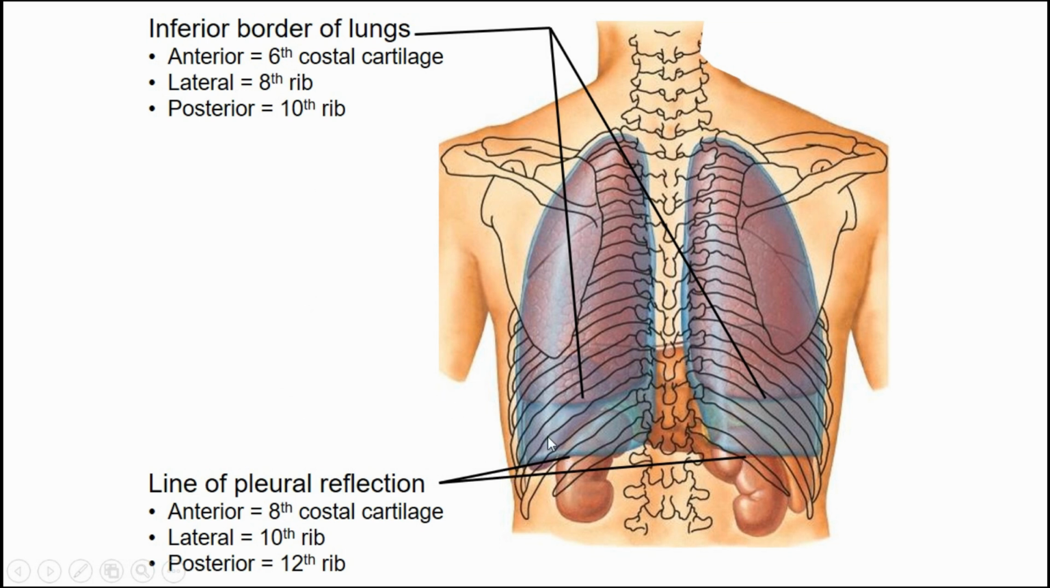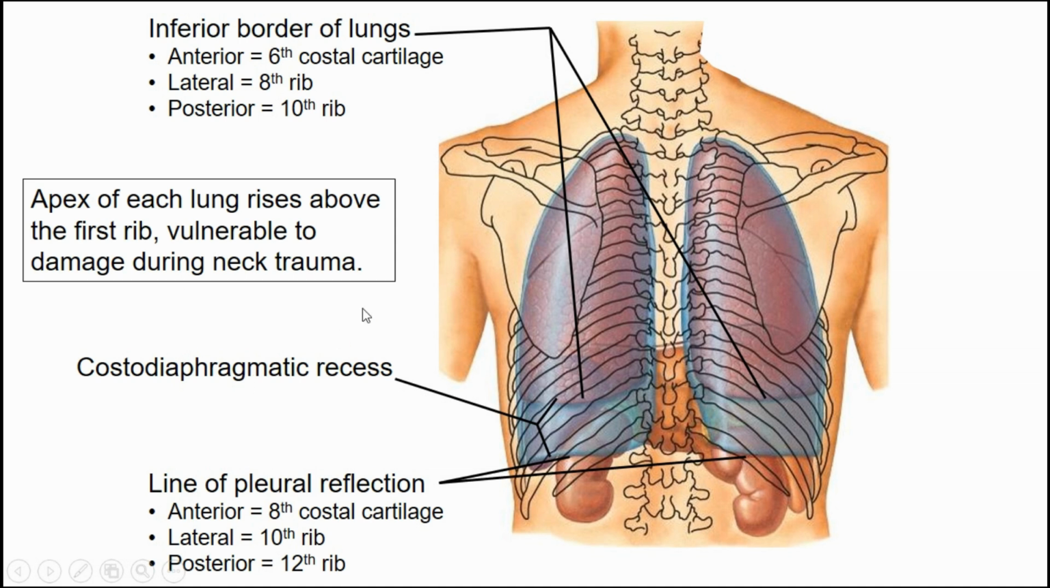So there's a space between the lung and the place where the pleura reflects back onto the diaphragm from the ribs, etc. And that space is called the costodiaphragmatic recess. And why we care about it is that it's going to be a place we can draw fluid from if there's fluid in that space.